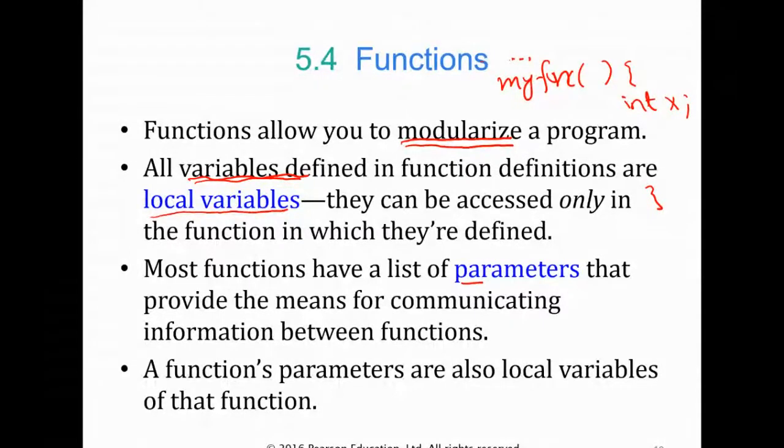Most functions have a list of parameters, so they do get something as input and they do generally return something as output. These parameters, if they are sent to the function, are known as input parameters. If they are returned by a function, then they are known as output parameters. Most functions have them, but it is not an essential requirement. You can write functions that have no parameters that are input to them or returned from them.